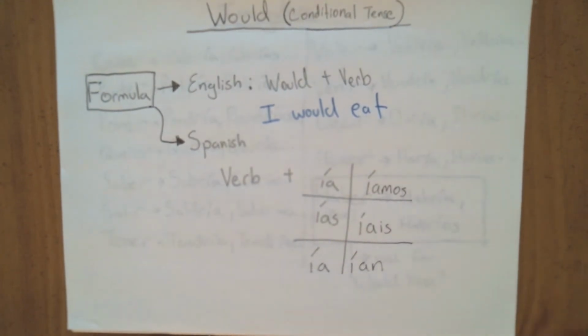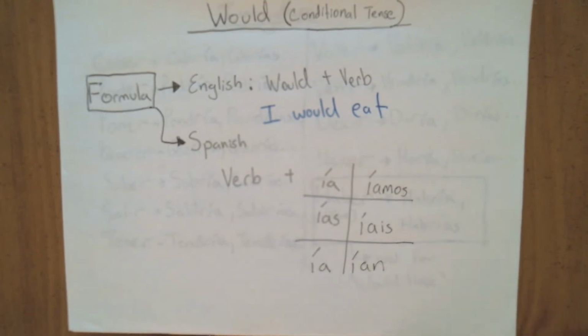Íamos is in the we form. Íais is in the y'all form. It means you all informal. It's from the pronoun vosotros, which is mainly used in Spain. And ían means they would do something, or you all formal would do something.